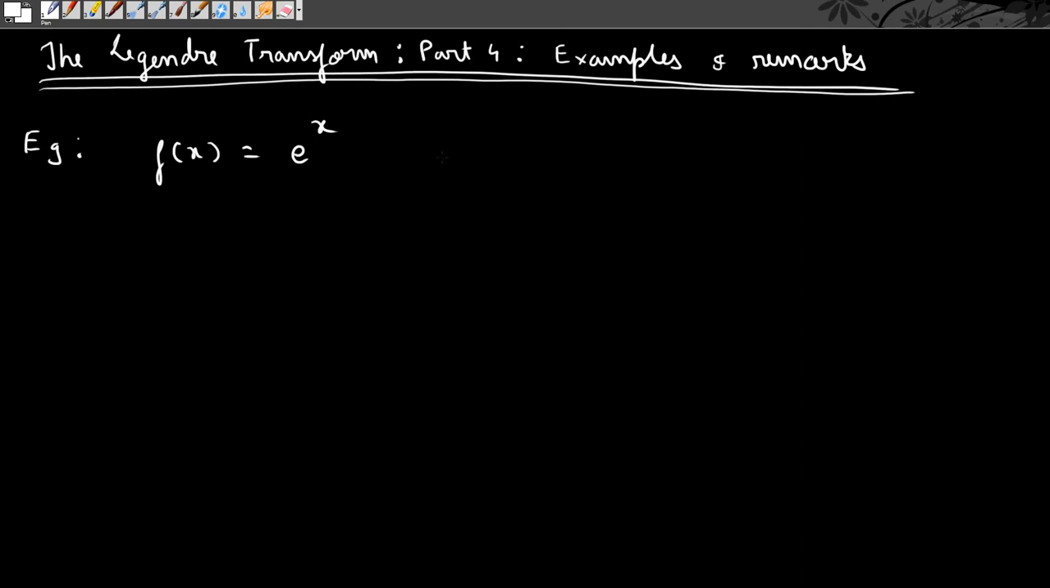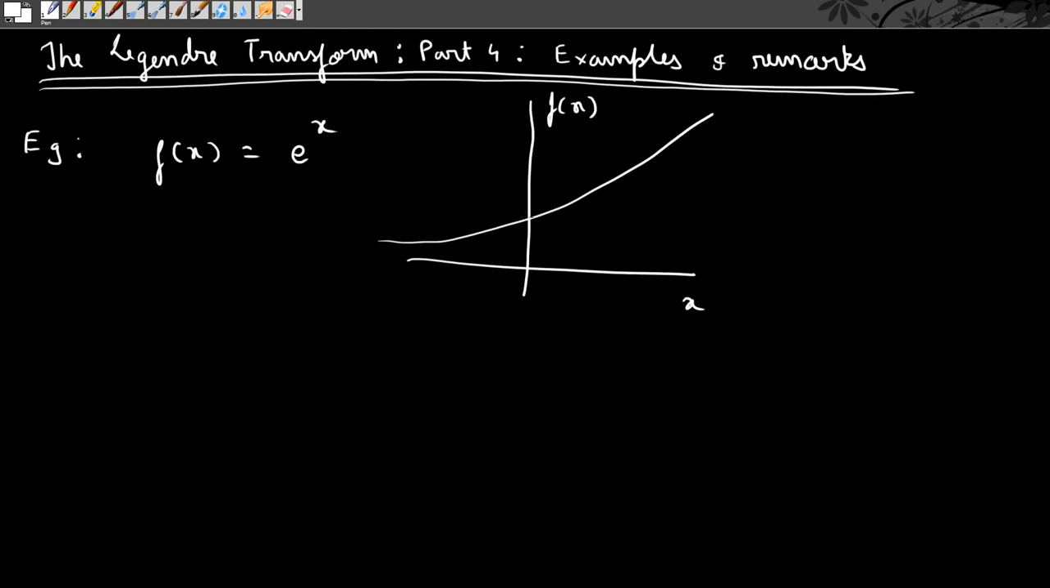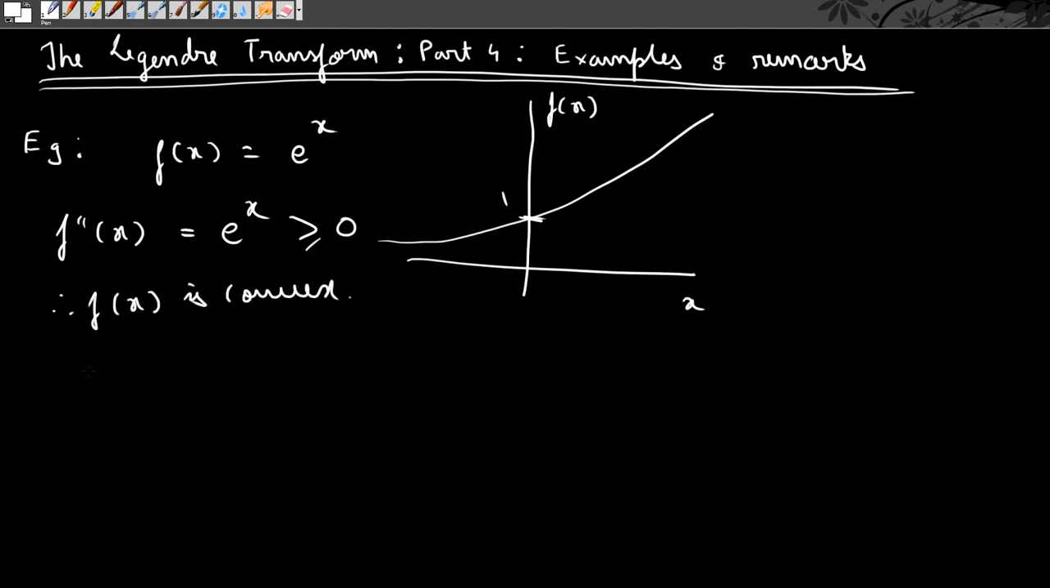What we immediately notice, let me just plot it for completeness. f of x looks something like this. It intersects this axis at 1. So f double dash of x is also equal to e power x, this is well known, which is always greater than or equal to 0. Therefore f of x is convex.